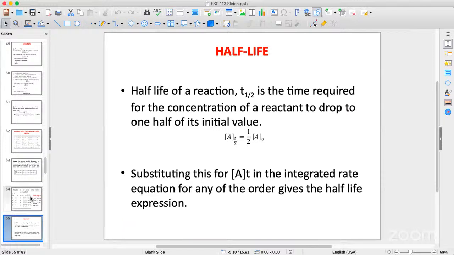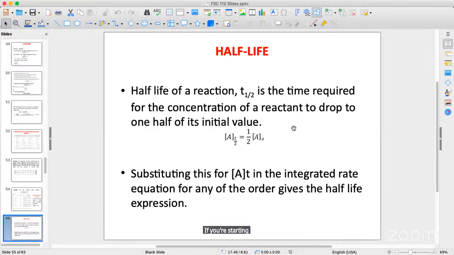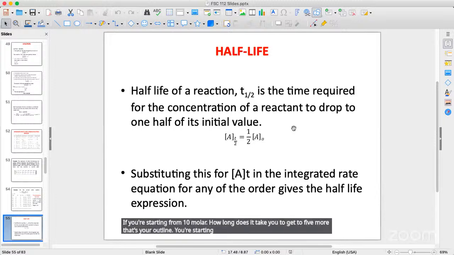Now, the half-life of a reaction is the time required for the concentration of reactant to drop to half of its initial value. If you're starting from 10 molar, how long does it take you to get to 5 molar? That's your half-life. You're starting from 2, how long does it take you to get to 1? That's your half-life. So that's what we mean by half-life.